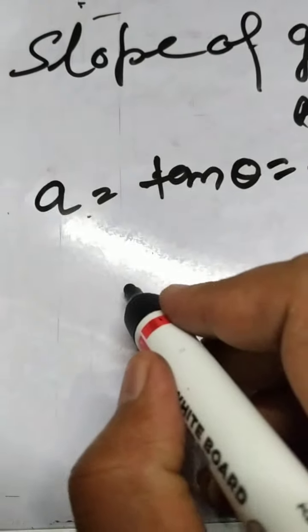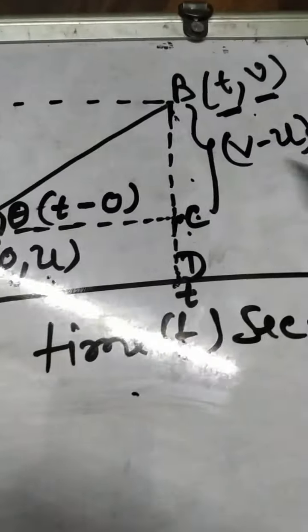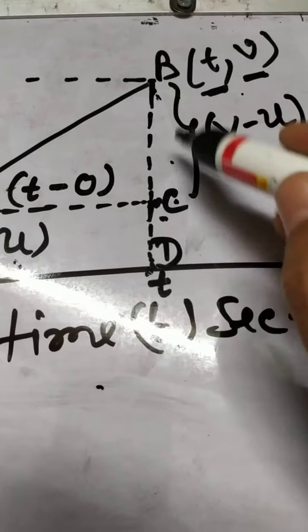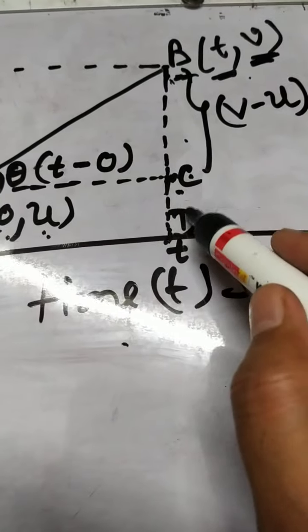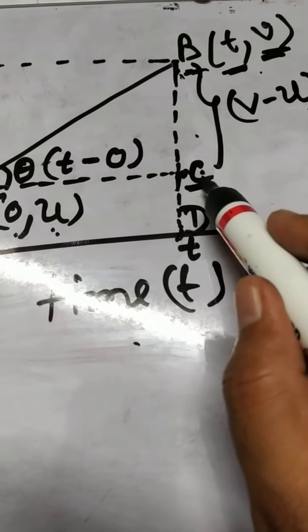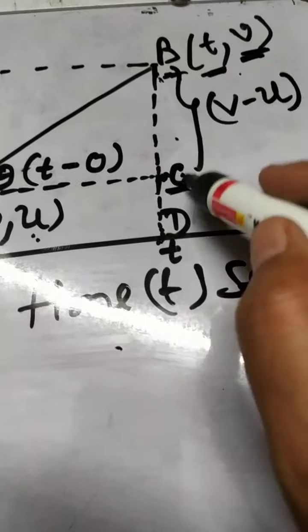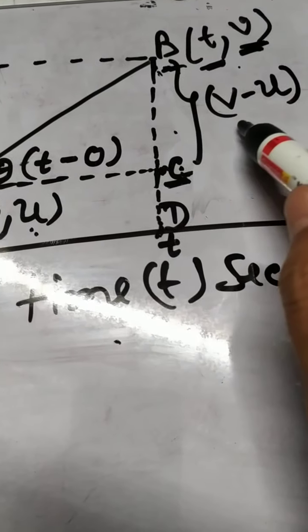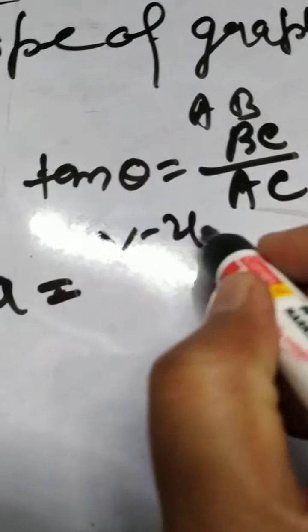Now put the value: a equal to BC upon AC. Find the value of BC. So the coordinate of B on the y-axis is v, and the coordinate of point C on the y-axis is equal to u. So the distance from B to C is v minus u.